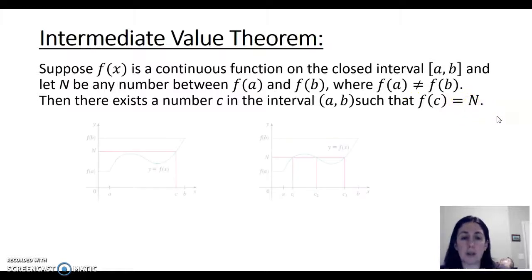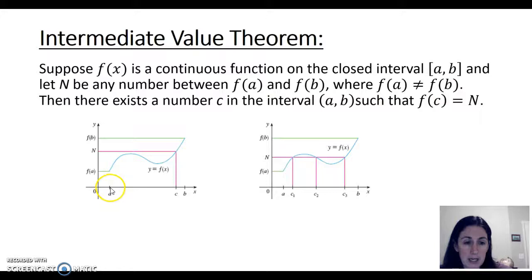Sometimes it's easier to look at this graphically. So here's a and here's b. Notice this function is continuous from a to b. There's no removable or non-removable discontinuities. What the intermediate value theorem says is that between f of a and f of b, every y value in between here is accounted for. So for some random value n, there is a point between a and b that gives that to you.